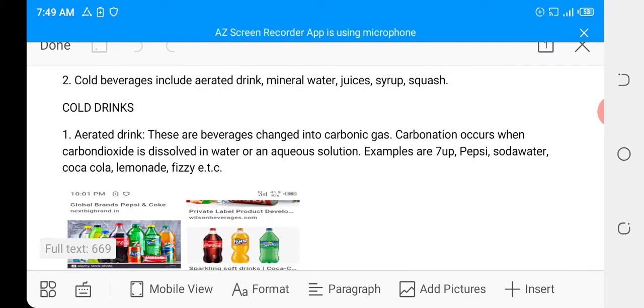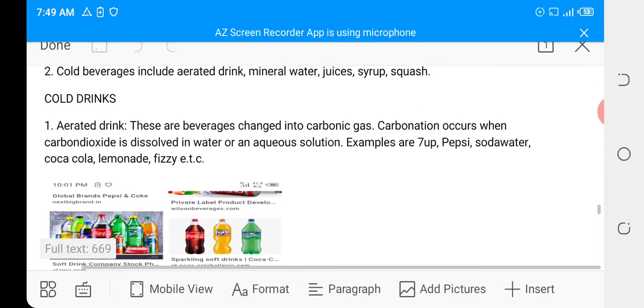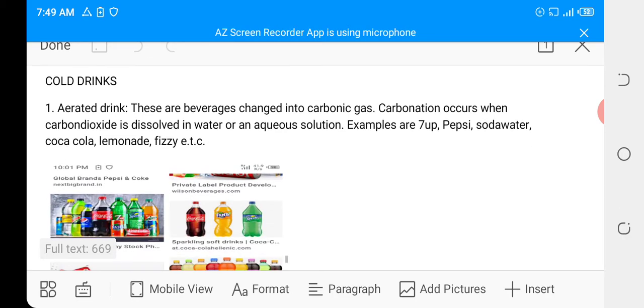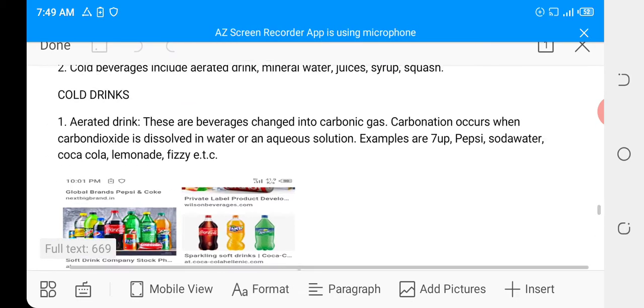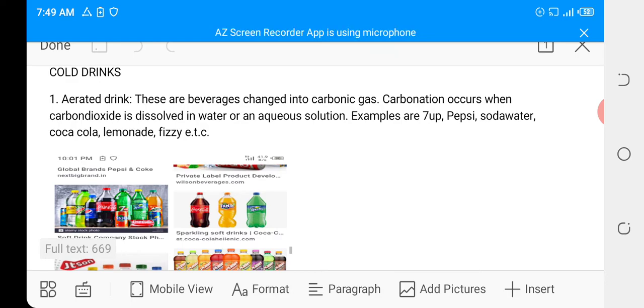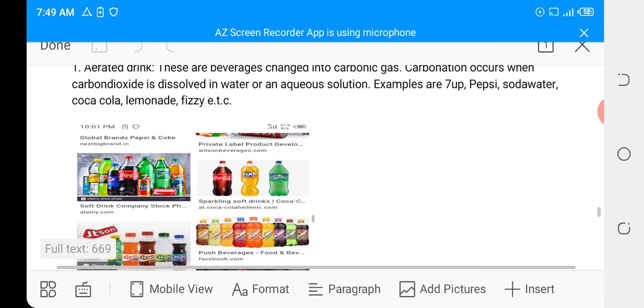These aerated drinks are what? They are beverages charged with carbonic gas. You have to change them into what? A carbonated water solution. The carbon dioxide, the CO2, is dissolved in what? Water to produce this drink.